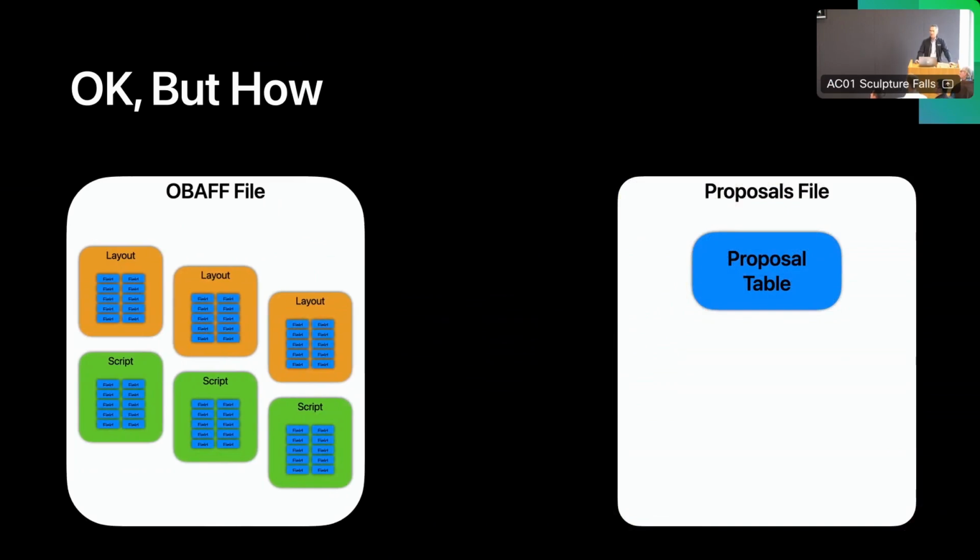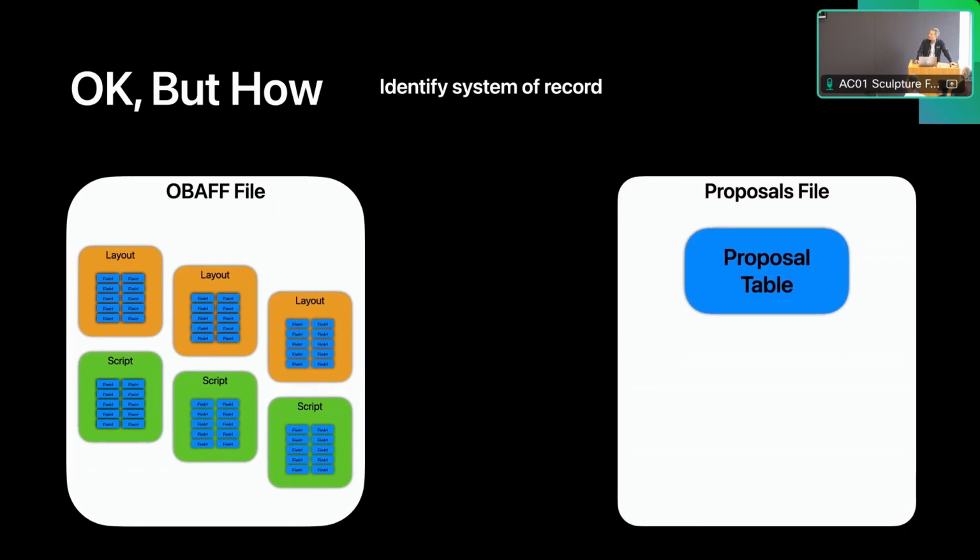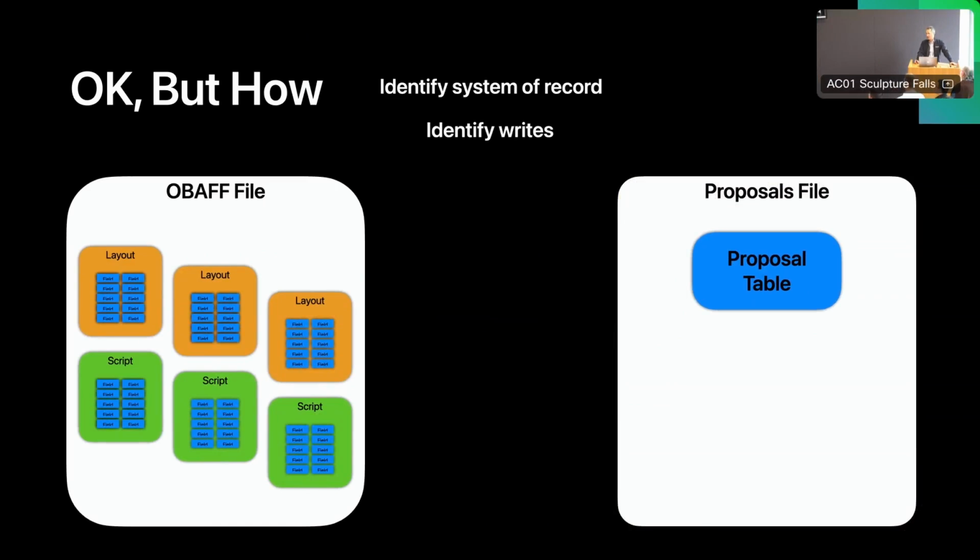All right, so first, for the different entities, we're going to identify which is going to be our system of record. So if we're looking at the proposal table, we're going to say the proposals file is going to be your system of record for that data. Then we need to identify our writes. And what I mean by that is these are the places where creates, updates, and deletes happen. So this is where in the OBAF file, data from the proposals table is being updated. So let's say we identify this layout and these two scripts as X. That's where the writes happen.